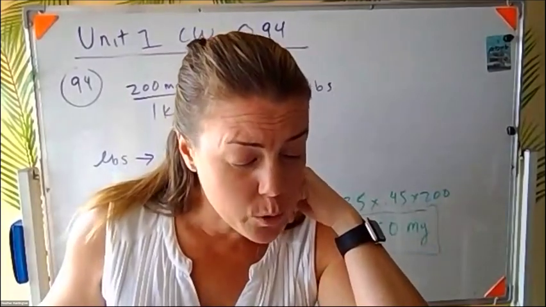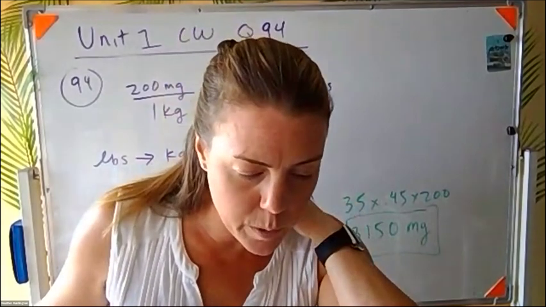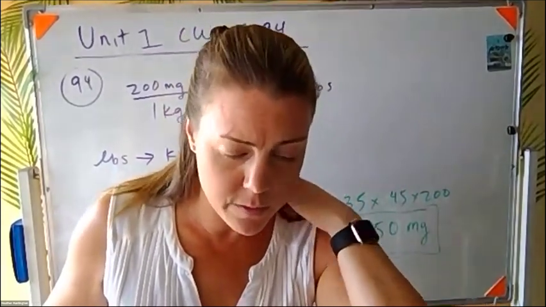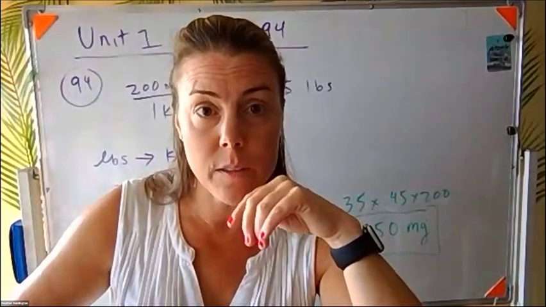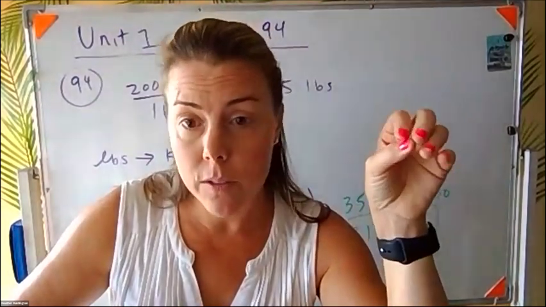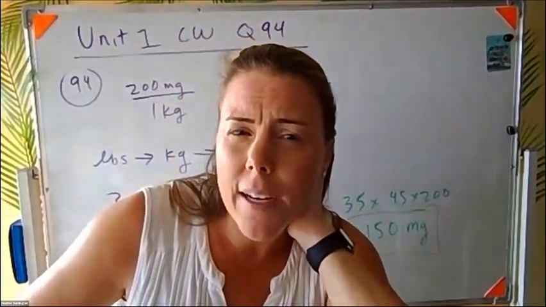Number 5 says, would a drop of 60 Celsius degrees be more or less than a drop of 60 Fahrenheit degrees? Explain why. Which one do you think is more? The Celsius ones? And then think about how we can explain why.